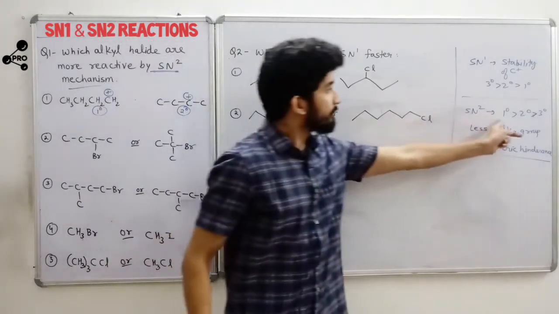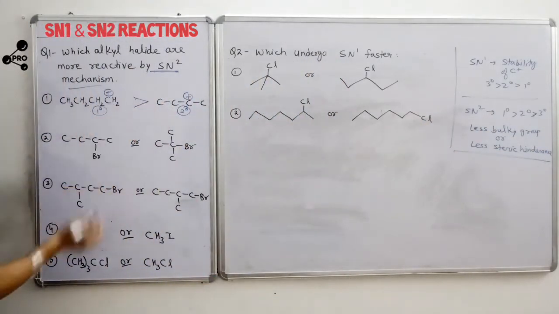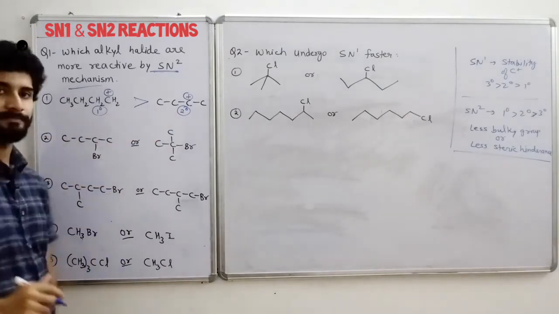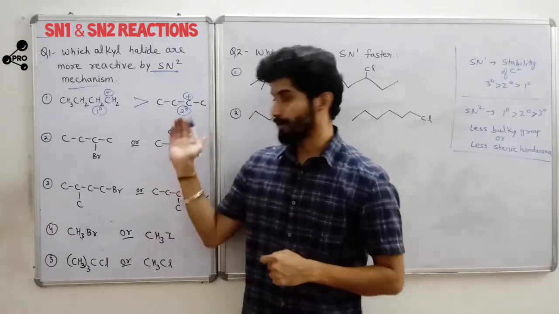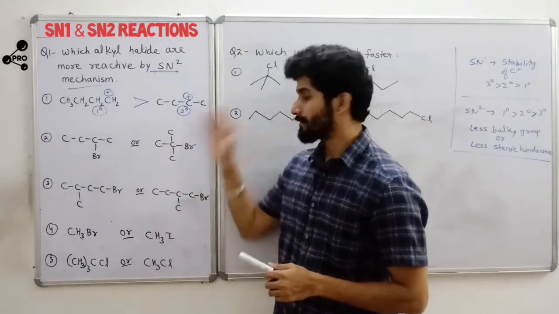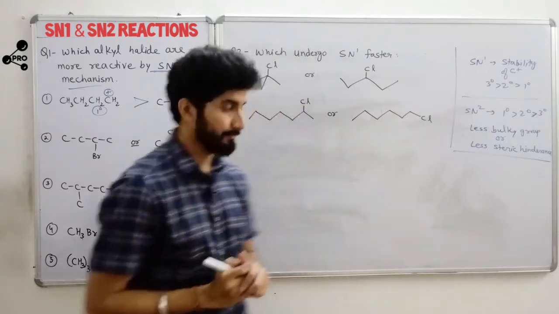SN2 favors 1, 2, 3. So which is more reactive? Definitely 1 degree is more reactive than 2 degree, so this is more reactive than this. Using this concept, you can pause the video and try the other questions, then resume the video and check your answers.